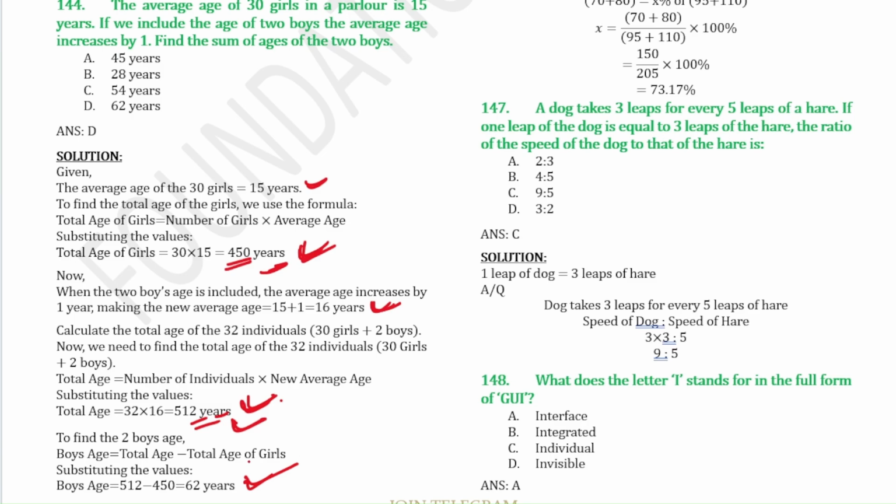So the sum of the two boys' ages is 62 years, because the total age is what? Boys plus girls, right? So to find the boys' age, we subtract the girls' age from the total age, then you will get the boys' age, right? So similarly in this question, we do it like this.